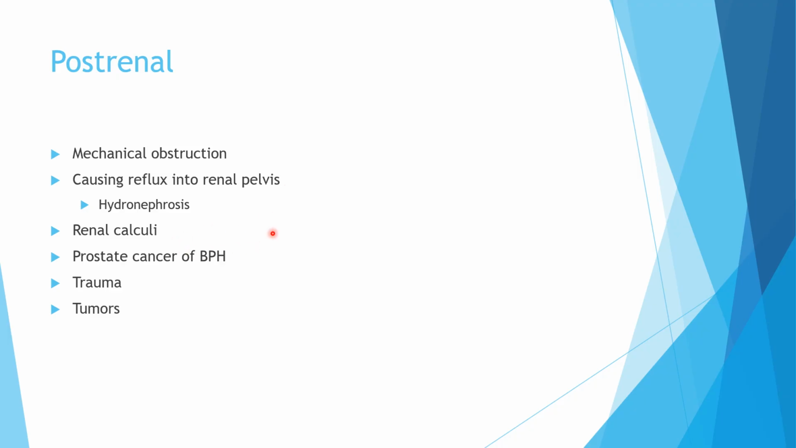Renal calculi, so kidney stones, right? We're going to block the output of urine. That urine is going to back up into the kidneys, cause some nephron ischemia. We can see this from prostate cancer. We can see this from trauma, like a broken pelvis, okay, as well as tumors in the urinary tract. A really bad UTI can also cause a post-renal acute kidney injury.